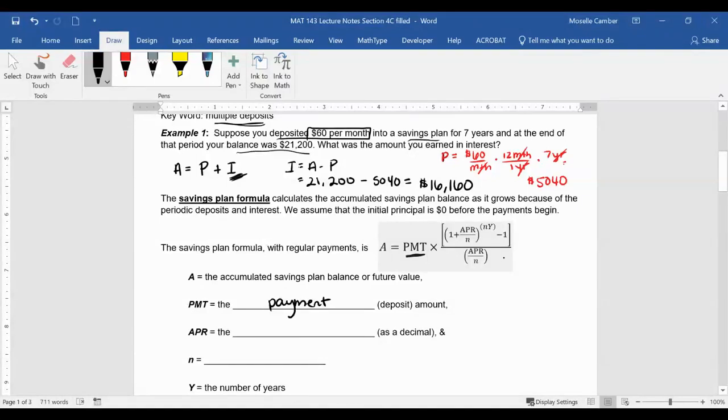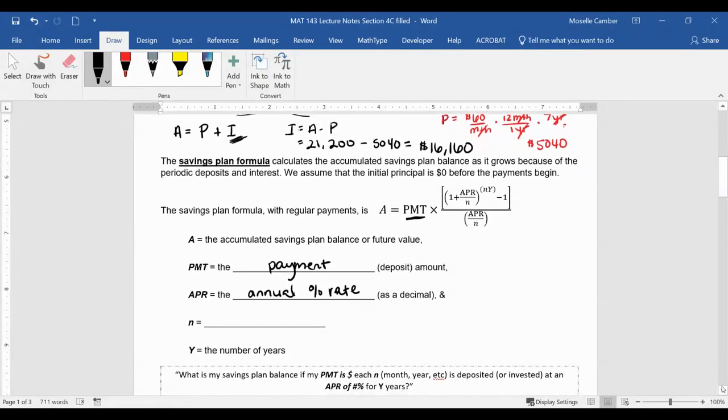APR is the same thing as your annual percentage rate. Of course, you put it as a decimal. N and Y, again, mean the same thing as previously. So really the only thing different here is instead of having a P, you have a PMT for payment, and then you have a much more complicated formula. N, again, is going to be the number of payments per year.